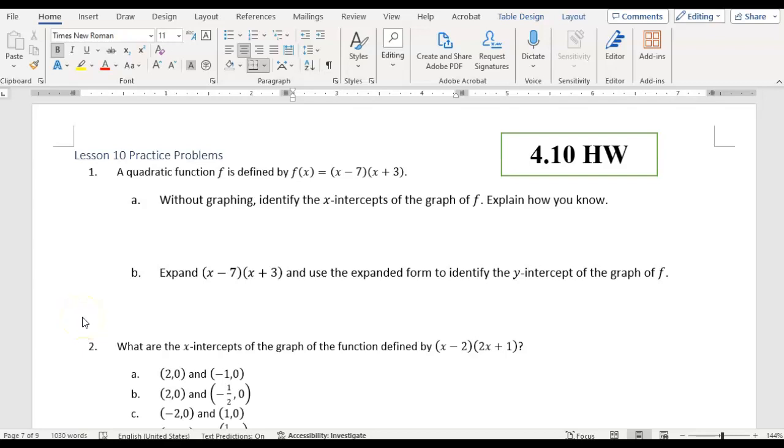So today we looked at being able to find the zeros or the x-intercepts using a quadratic function in factored form. We can also see the y-intercept when we look at it in standard form. So I'm going to go through the homework problems first, and then I'm going to go back and do some of the classwork problems at the end.